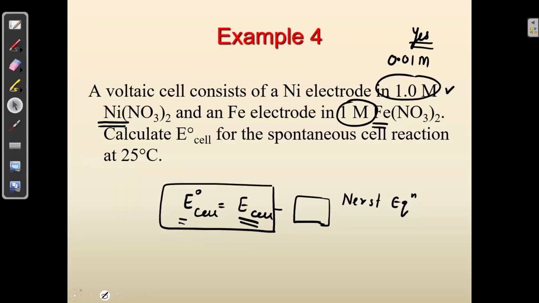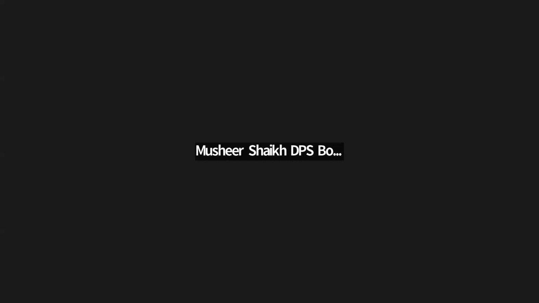But one correction in this formula: this is E naught cell. We just learned how to calculate E naught cell today. But if the concentration changes or the temperature changes, then the E naught cell will not be your E cell. There will be some change in the potential difference, and that is given by the Nernst equation. If you do the Nernst equation, it will be easy for you to understand how the potential of the cell is obtained.